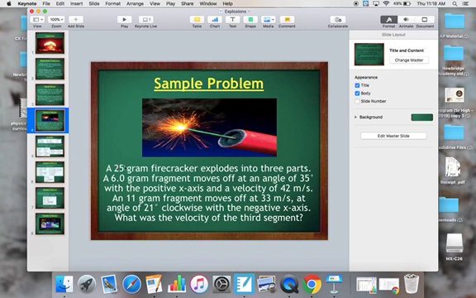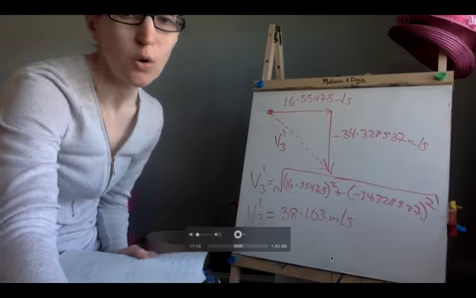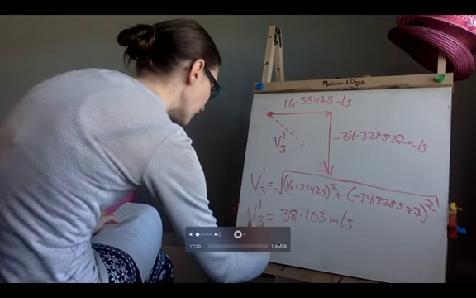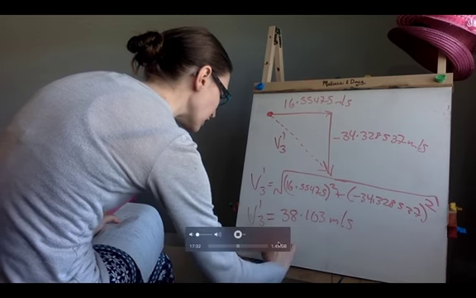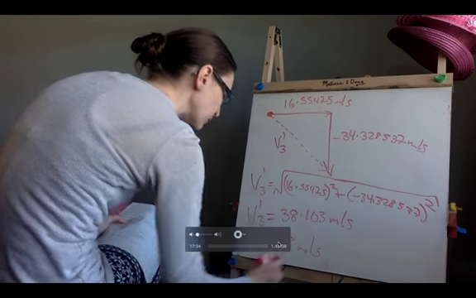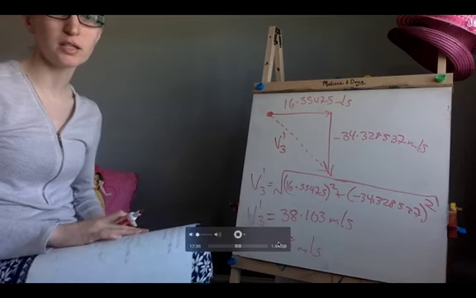How many are we allowed? Looking at this, yeah, 25 gram firecracker, that's 2, 6.0 grams, that's 2. Yeah, so we're only allowed 2 sig figs here. So at this point, we'll say that its resultant velocity is 38 meters per second, but it's velocity, so it is a vector and it needs a direction.